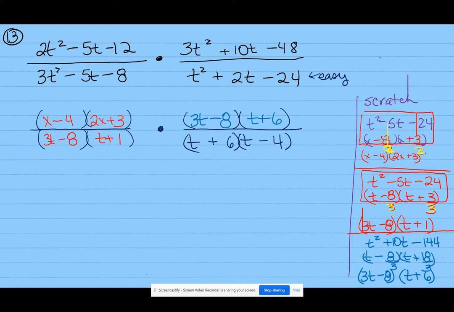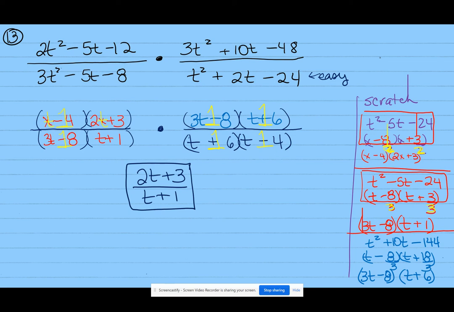And now that they're all factored, I'm going to cancel. I have a 3t minus 8 with a 3t minus 8. I have a t plus 6, cancel with a t plus 6. I have a t, these are supposed to be t's, not x's, my bad. I have a t minus 4, cancel with a t minus 4. And so what I have left, no canceling on those, is (2t plus 3) over (t plus 1).